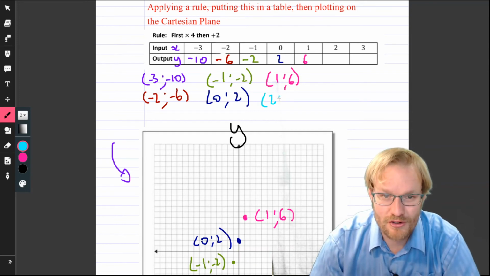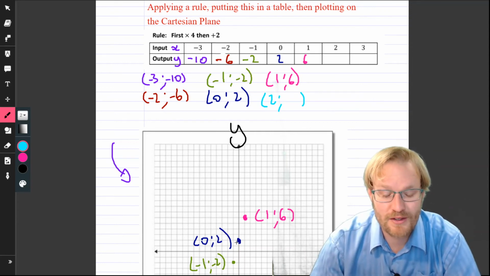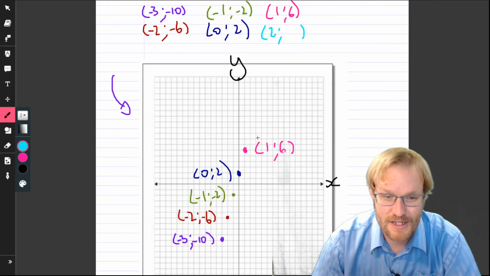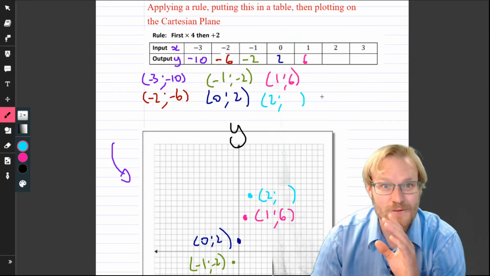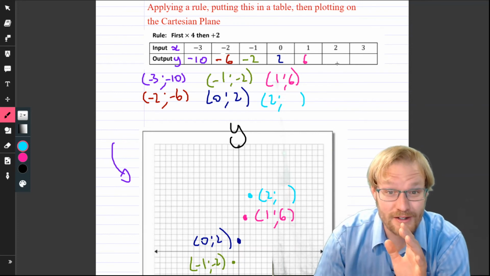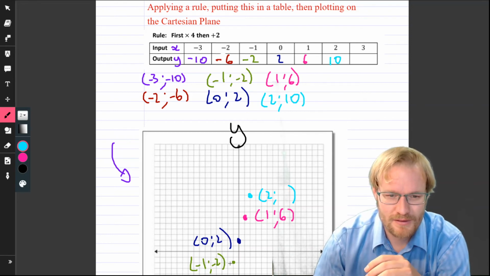Next input is 2. What do you think our output's going to be? And where do you think that it's going to go on your Cartesian plane? Okay, so you've hopefully got an idea there. Well, my idea is that we're adding 4 each time. We're going to cross by 1, 1, 2, 3, 4. We're going up by 4. So 10.